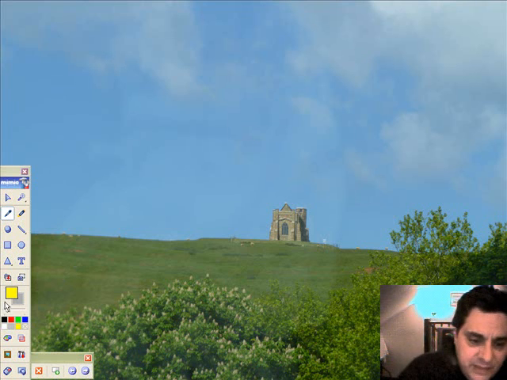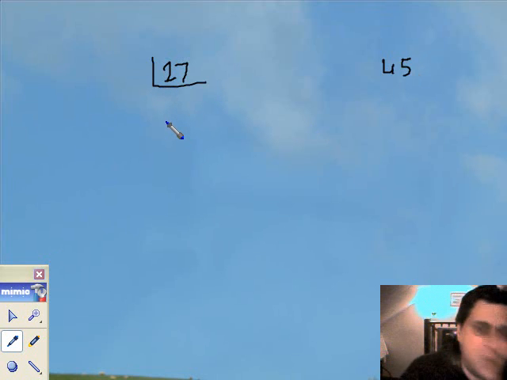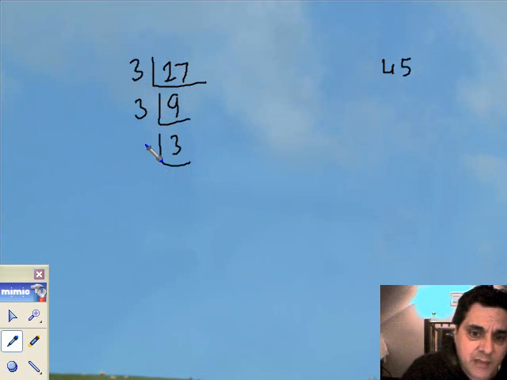So I've got to do 27, let's go back to black, and I've got to do 45. I'll do them separately. First, express them as a product of prime factors using powers. So here I go. 2 doesn't go into that, 3 does. 3 goes into 27 nine times, 3 goes into 9 three times, and 3 goes into itself once. So I've got 3 to the power of 3, which is 27.